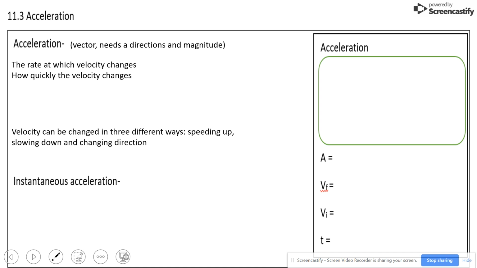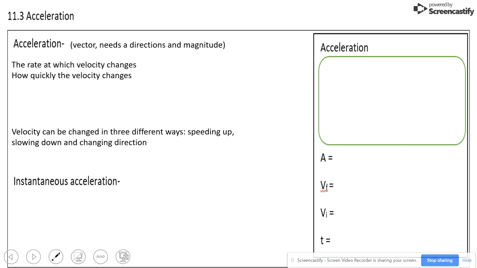Velocity can be changed in three different ways. That means you can change your acceleration in three different ways. You can change it either by speeding up, slowing down, or just by changing your direction. Since acceleration is a vector, by changing the direction, technically you're changing your acceleration as well.